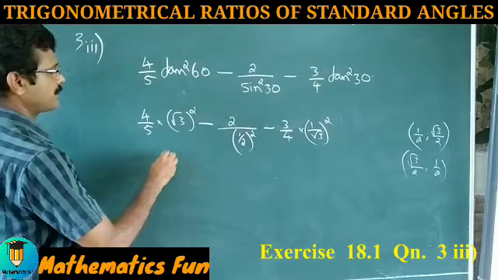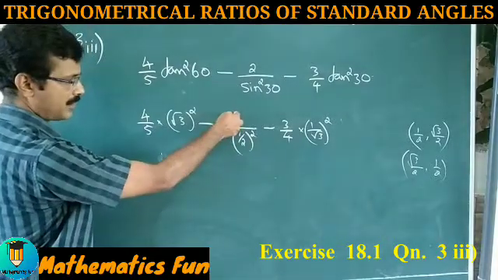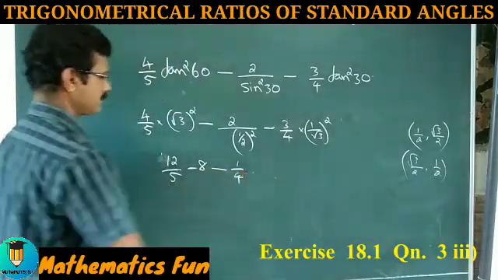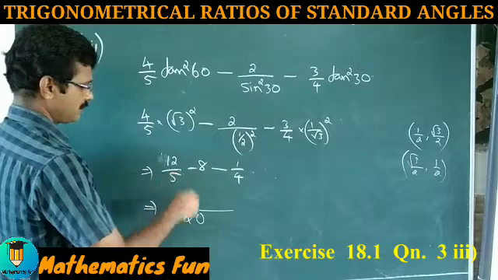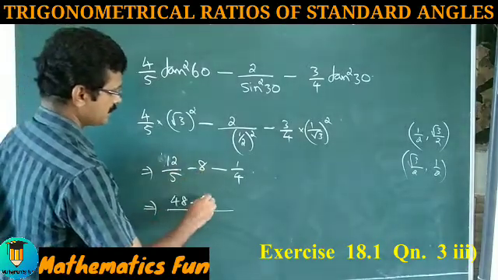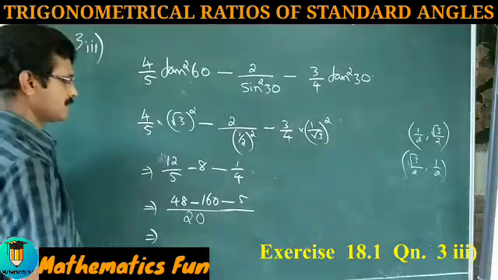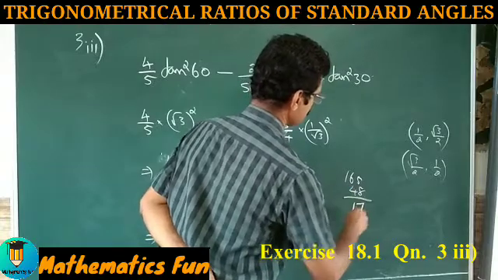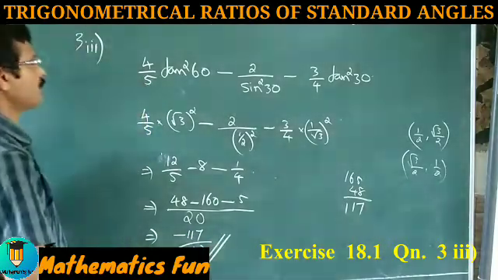So now simplification. This is 4 by 5 into 3, that is 12 by 5. This is 4 will go up, so it is 8, 4 into 8, minus this 3 will get cancelled, so it is 1 by 4. Now the LCM, 20 is the LCM, here 5, 4, 48, 20 means here 160, minus 5 here. So now we have to do subtraction. 165 minus 48, that is 117 by 20. This is the value of this expression.